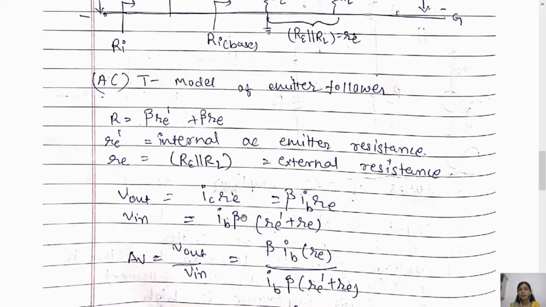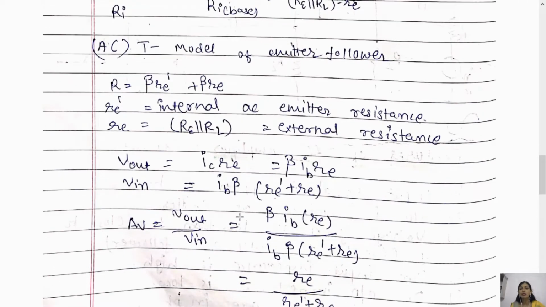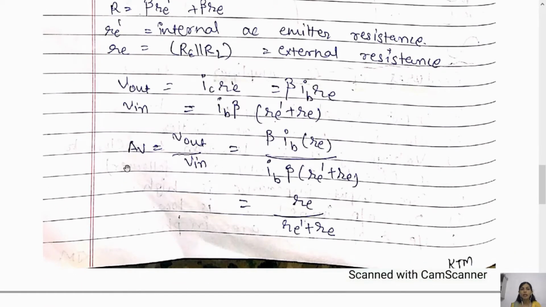Which R is this? This main R. R equal to resistance equal to beta Re dash plus beta Re. I have just taken beta common here, right? So I have put this as equation 1 and equation 2 in the main formula of the gain, AV equal to V out upon V in. I have written here the V out and here the V in. Numerator is output voltage and denominator is input voltage.